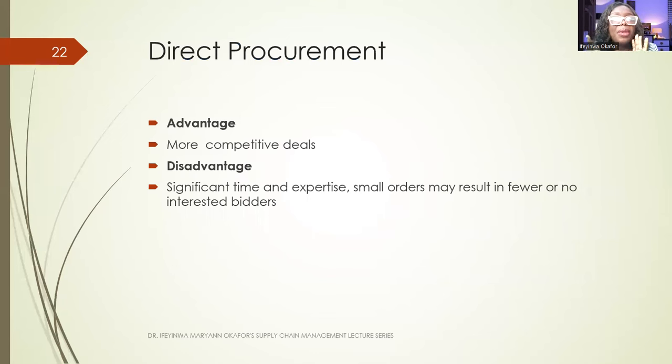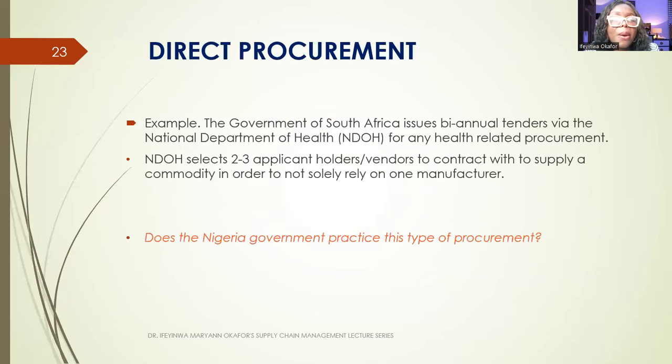Direct procurement, we have advantage. It's more competitive deals. Disadvantage: significant time and expertise. Small orders may result in fewer or no interested bidders.